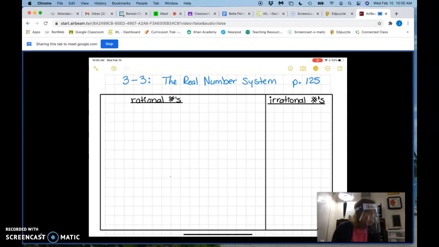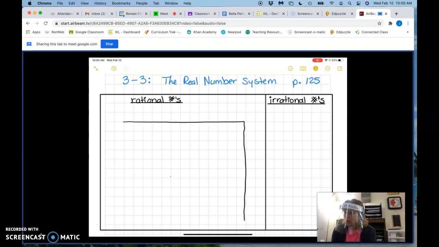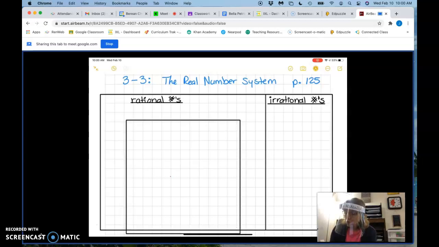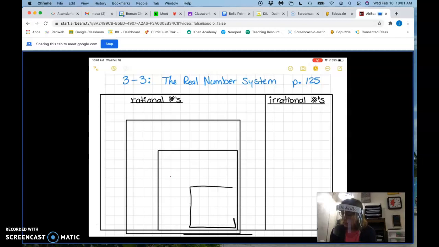But rational numbers have 3 more categories inside the rational side. So we're going to draw some more boxes in here. We're going to draw one like this. And it could go all the way to the bottom, but leave a little space at the top and the edges. And then we're going to draw another one. And we're going to draw one more. Kind of like art class today.